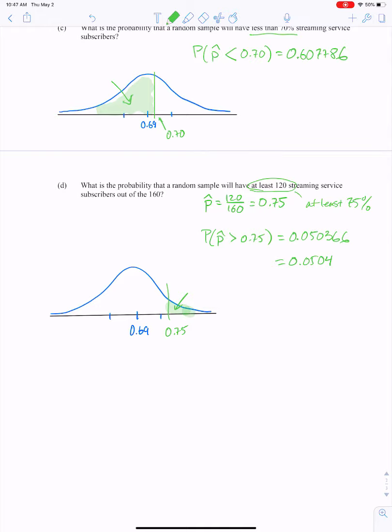All right, so keep in mind when you're talking about proportions, when you see proportions in the problem, it's kind of a giveaway.